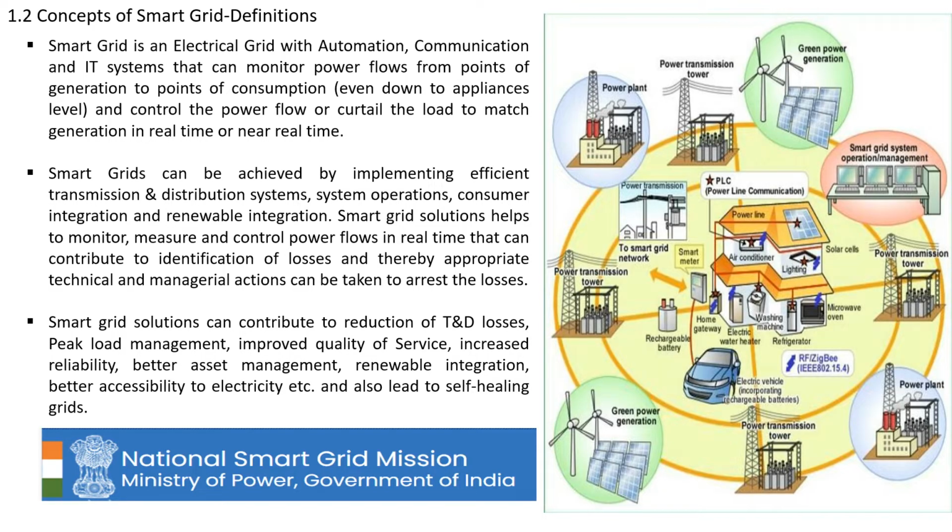Smart grids can be achieved by implementing efficient transmission and distribution system and system operations, consumer integration, and renewable integration. The smart grid solution helps to monitor, measure, and control power flows in real time that can contribute to identification of losses, and thereby appropriate technical and managerial actions can be taken to arrest these losses.